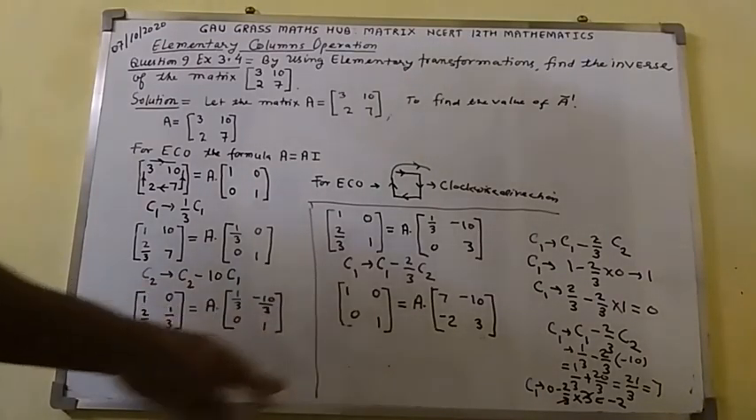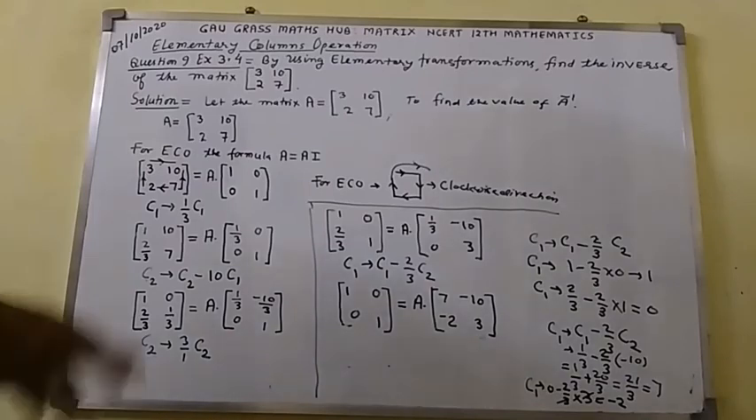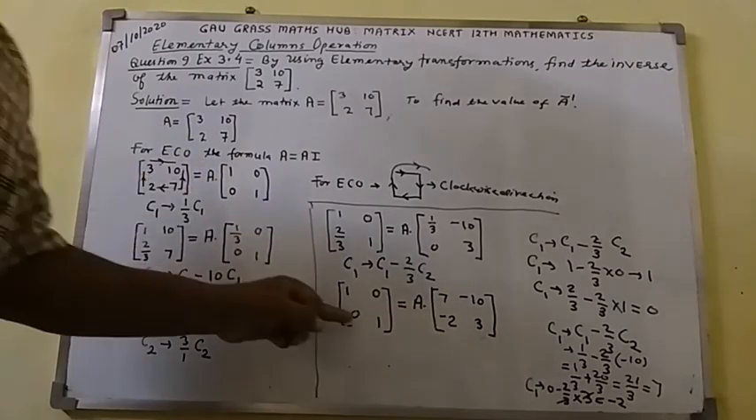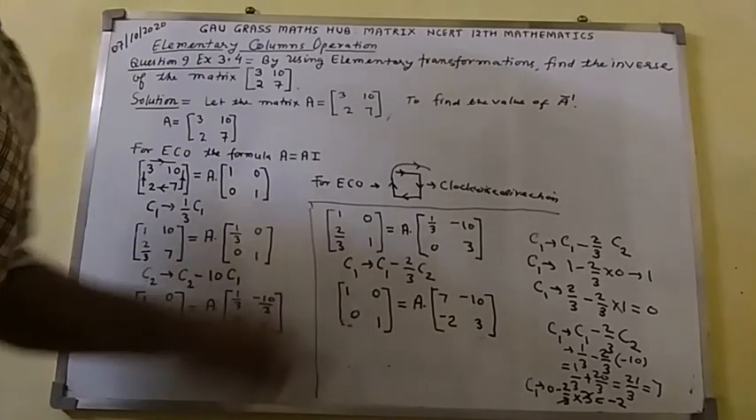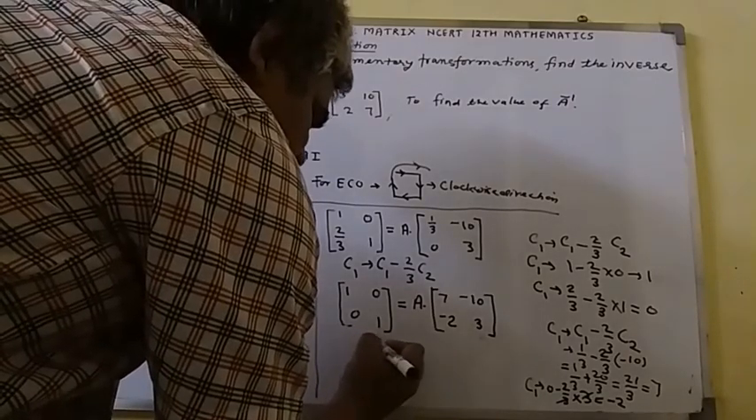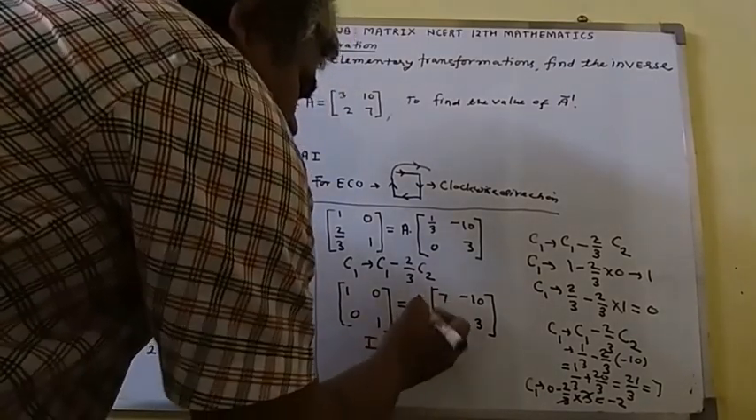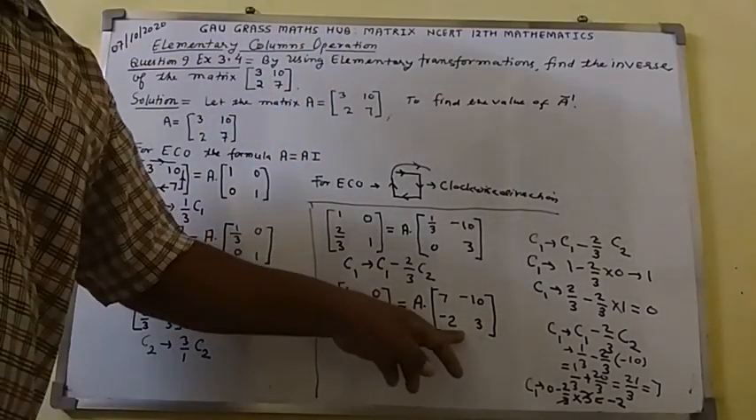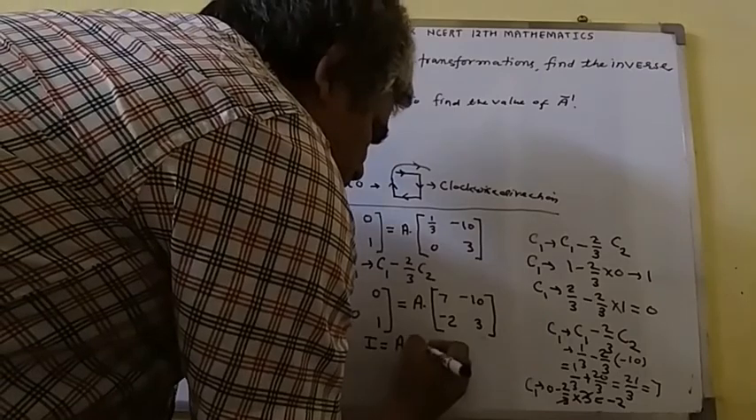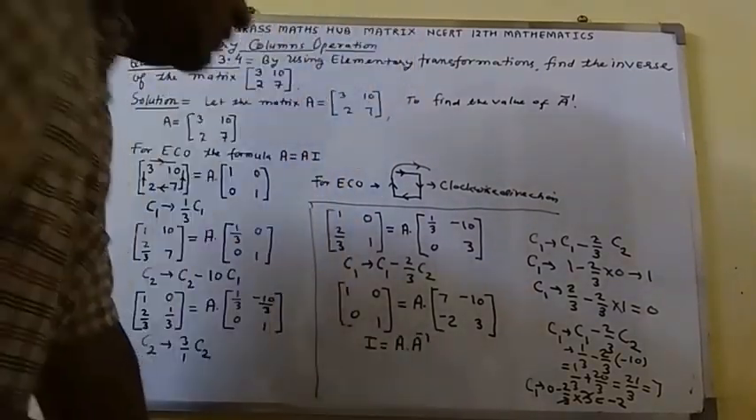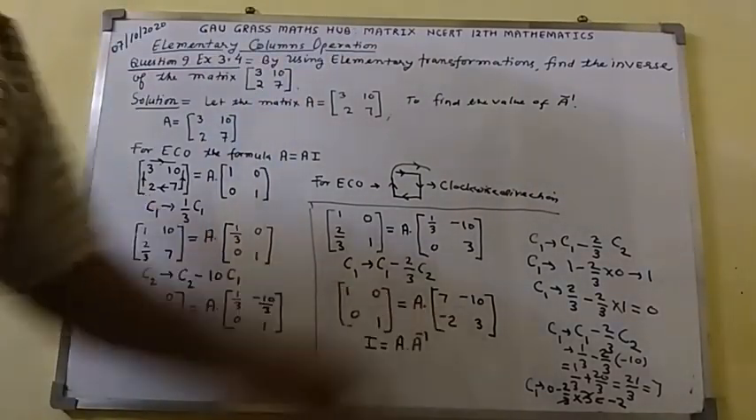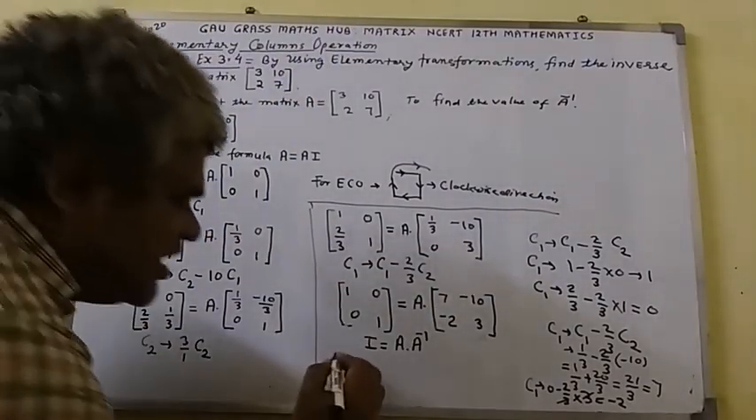Now here you can see, the given matrix A has been converted into the identity matrix. So this will become the identity matrix. A will remain fixed, and this matrix will become A inverse. The value of A inverse you have got here.